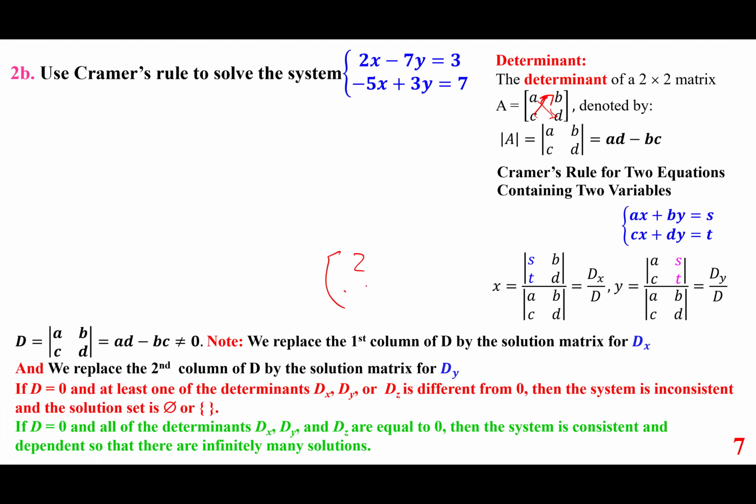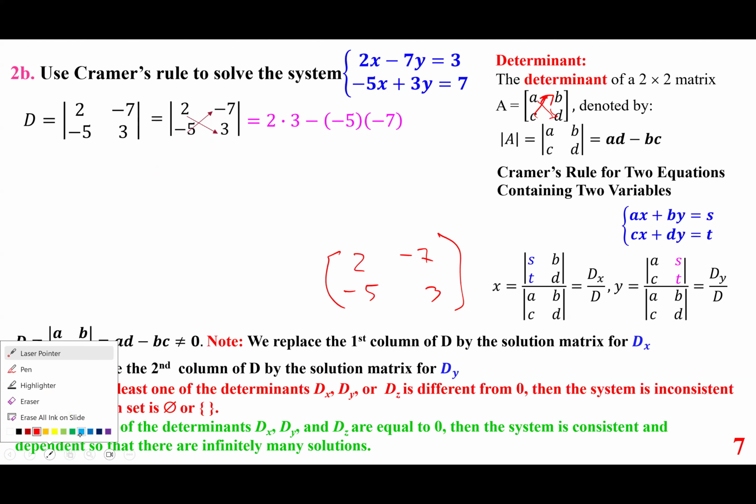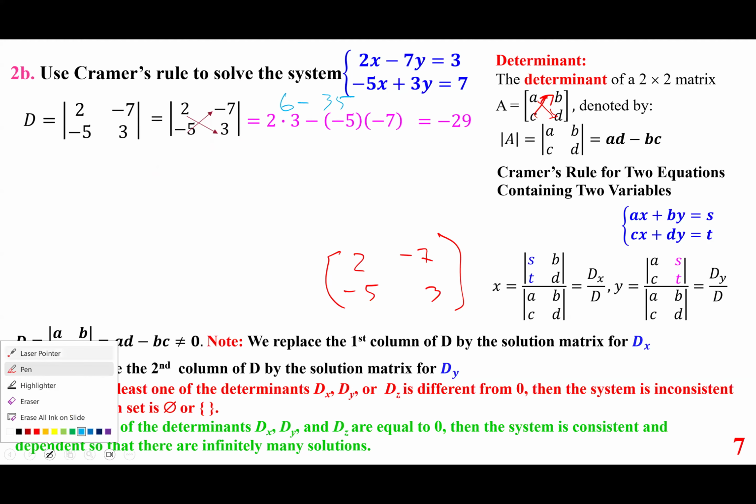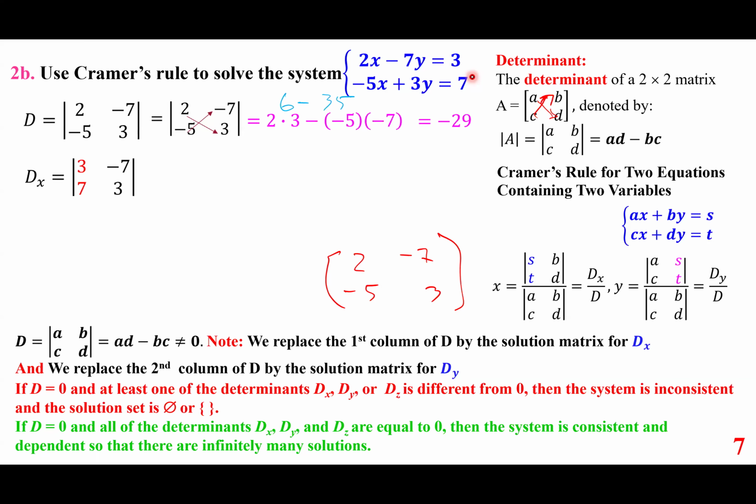The coefficient matrix is 2, minus 5, minus 7, 3. So the determinant would be the cross product for this one. So 2 times 3 minus negative 5 times negative 7. And we get negative 29. Now, we write the same thing. For D sub x, we change the first column to 3 and 7. And we do the cross. 3 times 3 minus 7 times negative 7. Okay. 49 and 9 is 58.